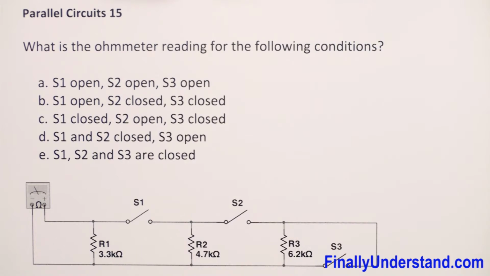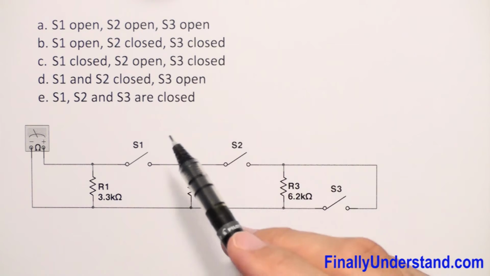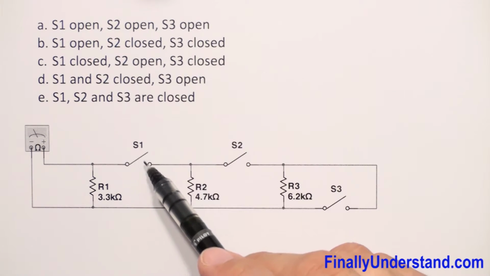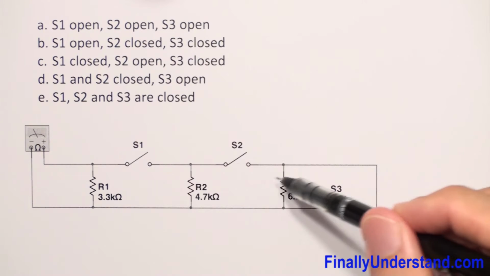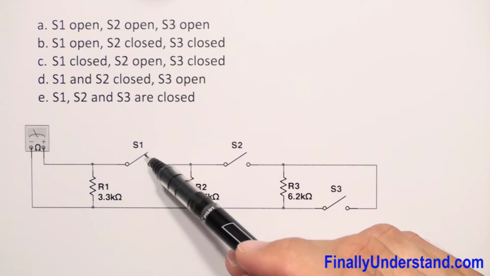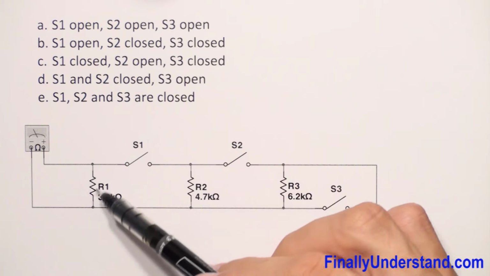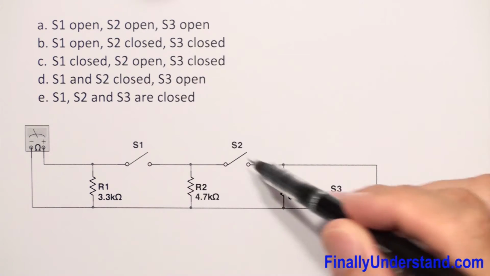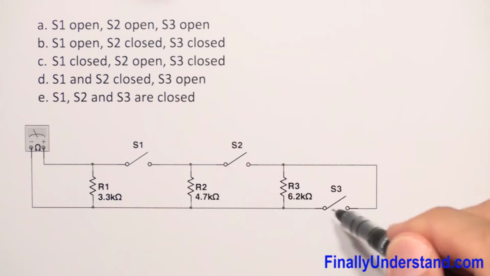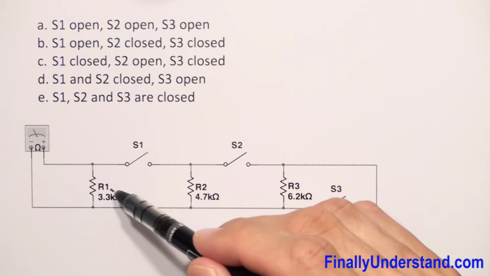Please notice that if S1 is open, it doesn't matter what happened with these two switches, okay? Because if S1 is open, there is no current flowing through the rest of the circuit beside this resistor. So simply we don't look at these resistors and these switches anymore, and we simply concentrate on resistor R1.